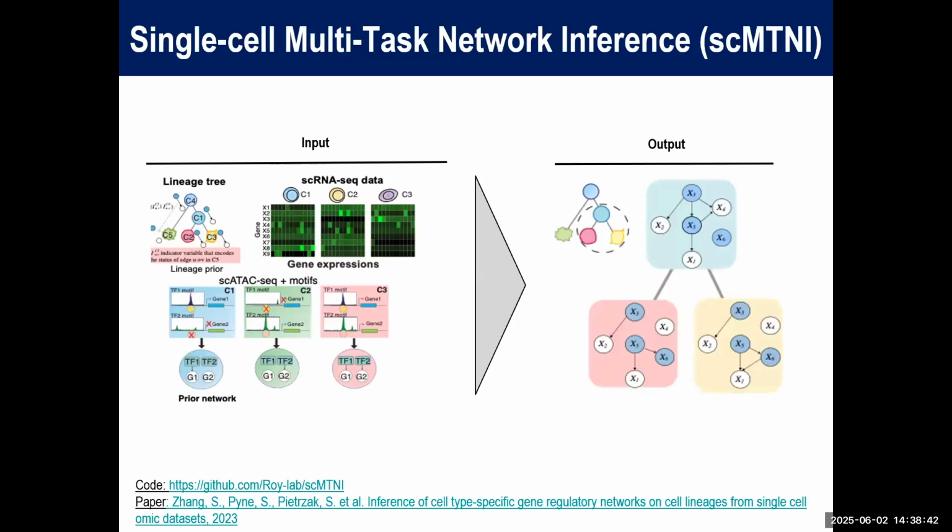SCMTNI essentially takes the RNA-seq data. It can also take ATAC-seq and different prior networks or motifs, but in this project we just have RNA-seq data. And then the lineage tree, which we identified using NMF before. It's basically a probabilistic graph-based model. Through this algorithm, for each of the cell types, we identified different gene regulatory networks for each of these species.